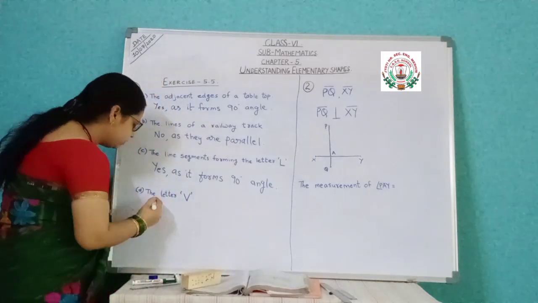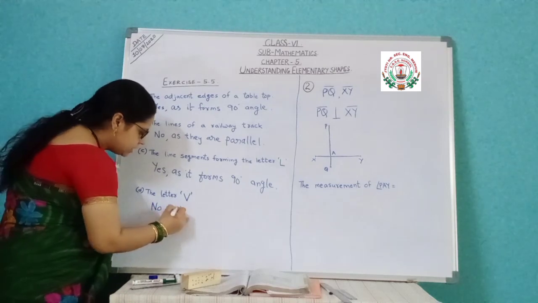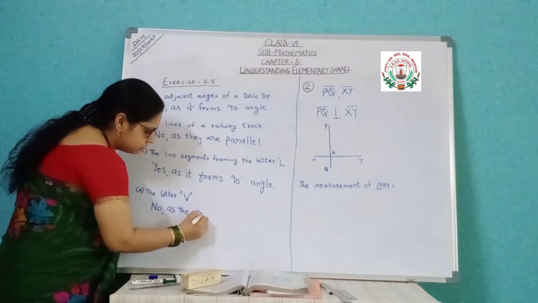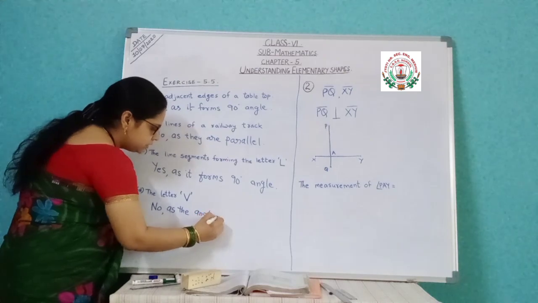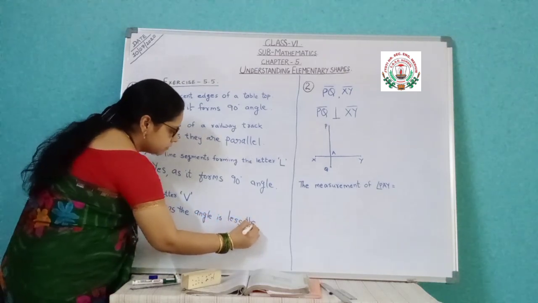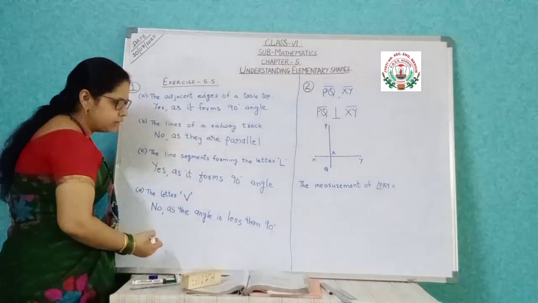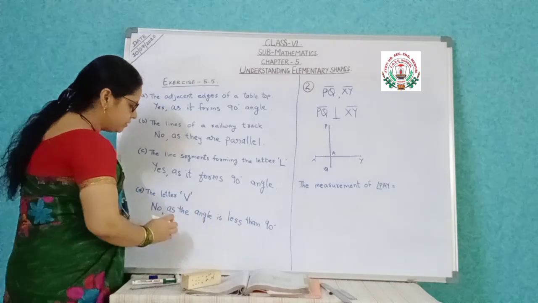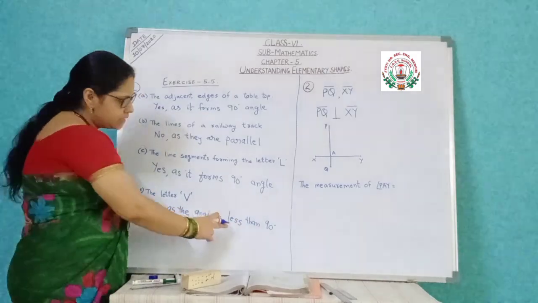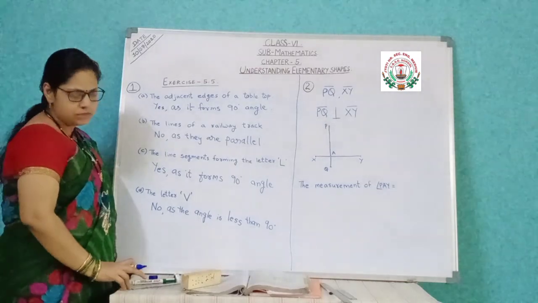So you will write down no, as the angle is less than 90 degrees. It is not equal to 90 degrees. It is less than 90 degrees. So the angle between them is less than 90 degrees. So it is not perpendicular to each other.